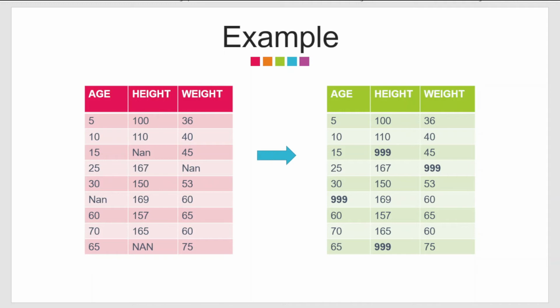So if we were to drop the missing values or impute it with mean, median, or mode, we end up losing this information. But by implementing this technique, we have made sure that this information is incorporated in the data set.